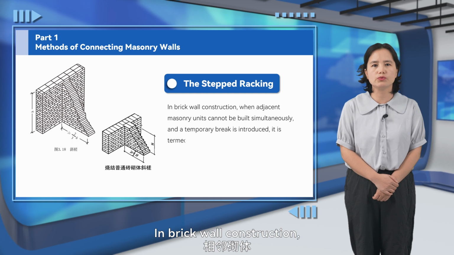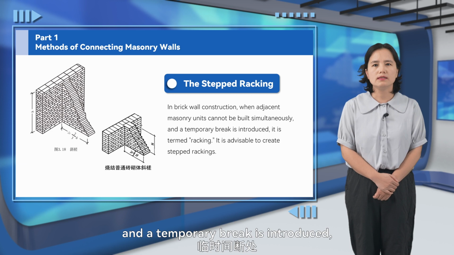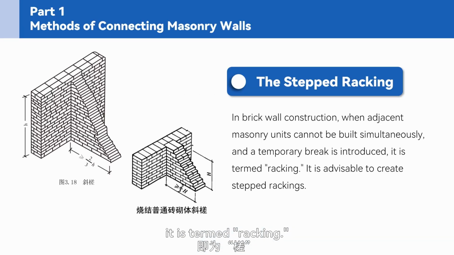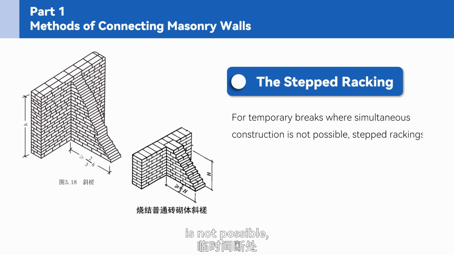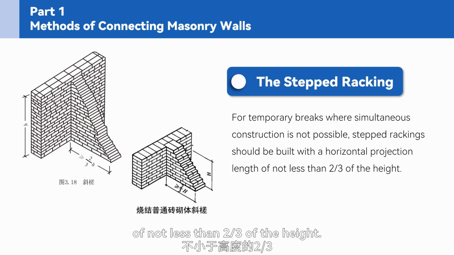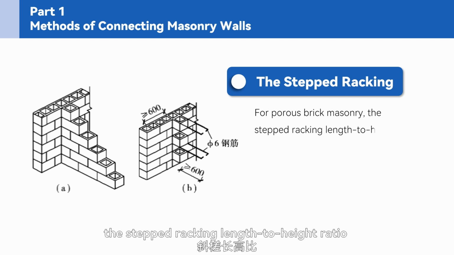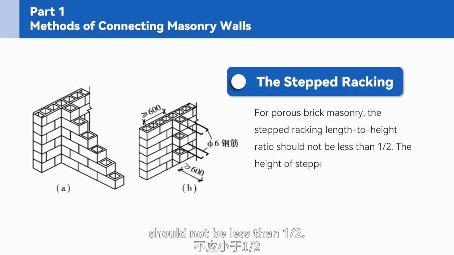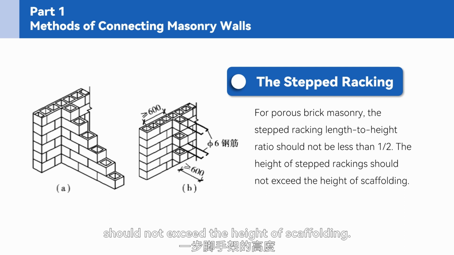In brick wall construction, when adjacent masonry units cannot be built simultaneously, and a temporary break is introduced, it is termed racking. It is advisable to create stepped rackings. For temporary breaks where simultaneous construction is not possible, stepped rackings should be built with a horizontal projection length of not less than 2/3 of the height. For porous brick masonry, the stepped racking length to height ratio should not be less than 1/2. The height of stepped rackings should not exceed the height of scaffolding.